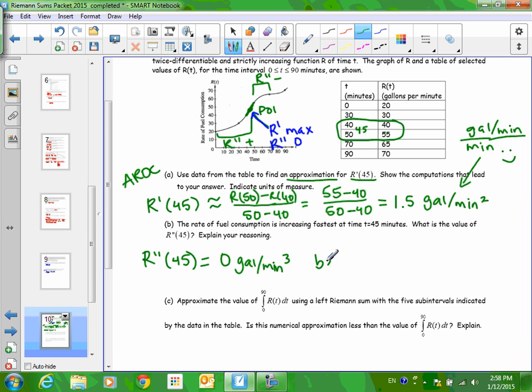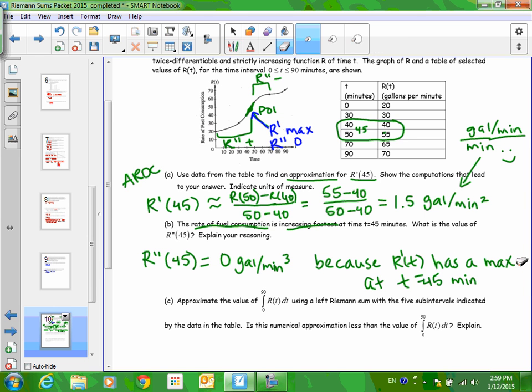All right, we do need to give a reason. Now, we could go into the whole concavity thing, but I'm really just going to take what they said and put math names to it. So rate of fuel consumption, that's R of t. Increasing fastest means, oh, that's R prime at a max. But you could definitely explain this using concavity. You're just going to have to put more words to it if you do that. And we should always say the time, because this is only happening at 45 minutes.